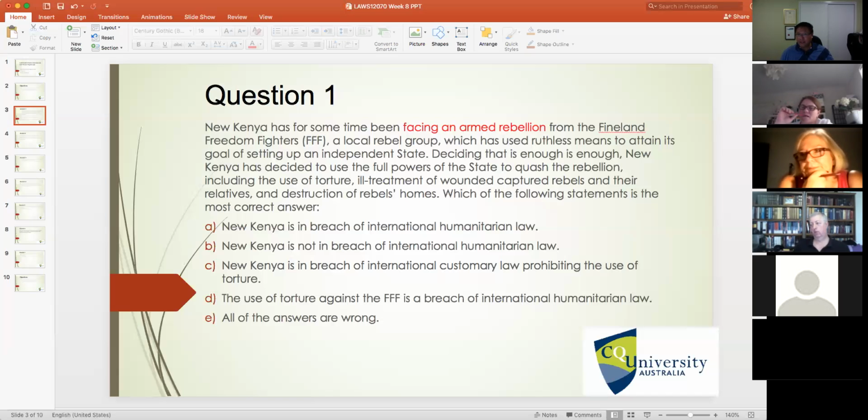Are they in breach of international humanitarian law? The answer is no. They can potentially be in breach of the United Nations Convention Against Torture if they did not make any reservations and they are a party to the convention. But what it essentially means is that because of the principle of sovereignty, a state is generally free to do what it likes, including hanging, including putting people in the electric chair.